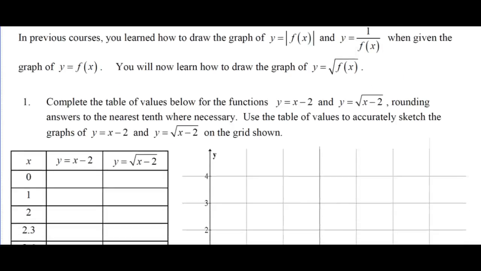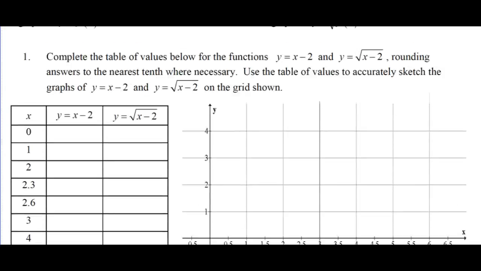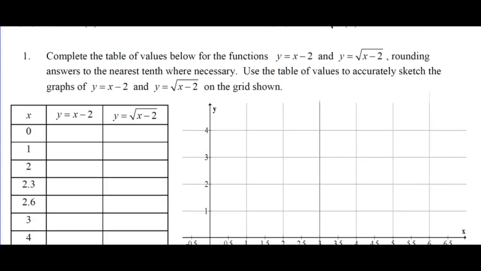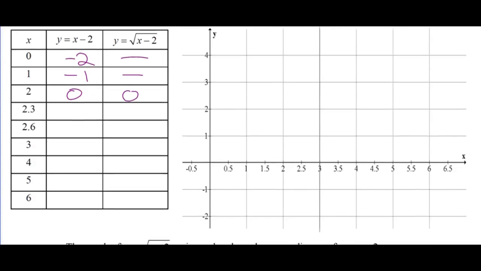And we'll fill the table, so we're going to draw the graph of the square root. So we're going to use the function x minus 2 and then take its square root, so the square root of x minus 2. Round answers to the nearest tenth where necessary. So this is negative 2 and the square root of negative 2 does not exist, but this is 0 and the square root of 0 is 0. This is 0.3 and this is 0.6 and this is 1 and the square root of 1 is 1.